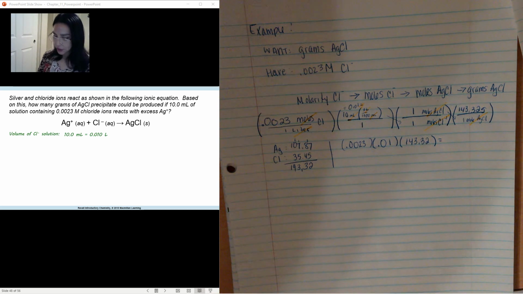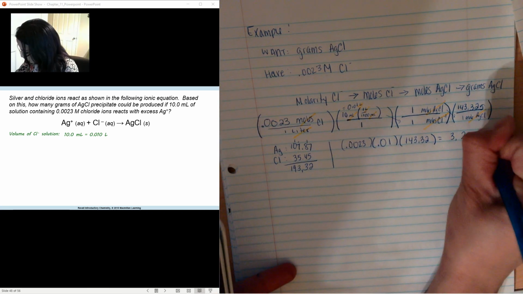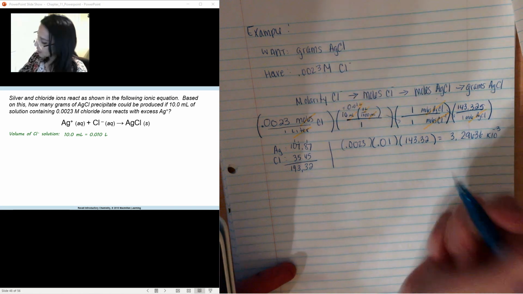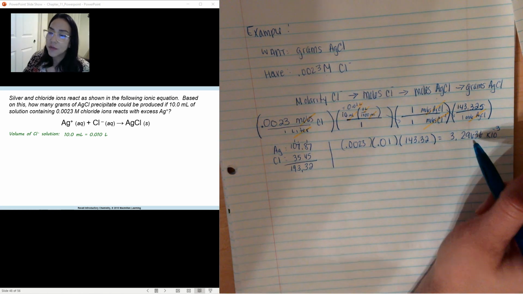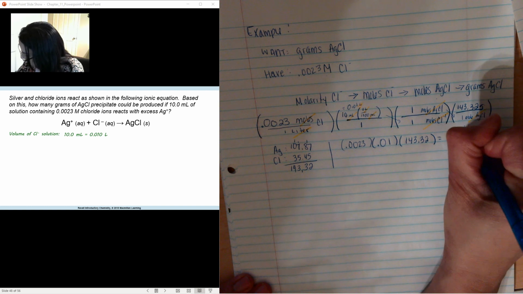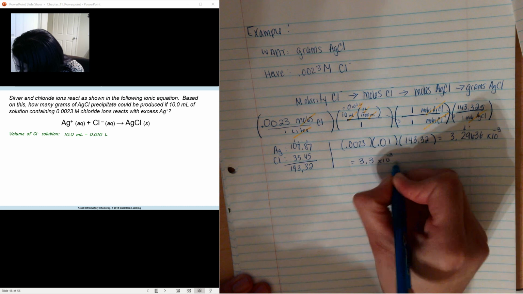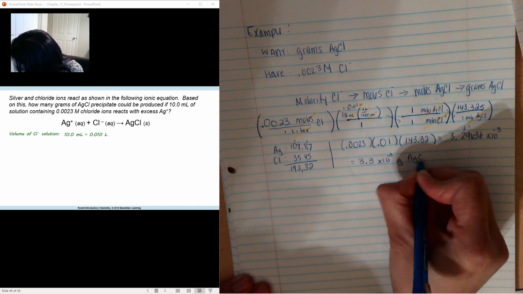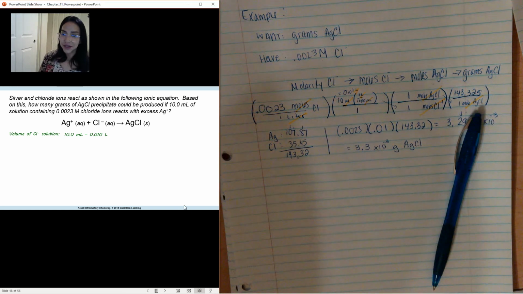Now we could take our fancy dance calculator and do the math. So 0.01 times 0.0023. And I got 3.29636 times 10 to the negative 3. Now, we always know that we don't write everything that we see on a calculator. We look at the significant figures. The problem gives me 3 sig figs here and 2 significant figures there. So my answer has to be in 2 significant figures. So I'm going to write this as 3.3 times 10 to the negative 3 grams of silver chloride. I have no idea if I did this correct. So let's go ahead and take a look.